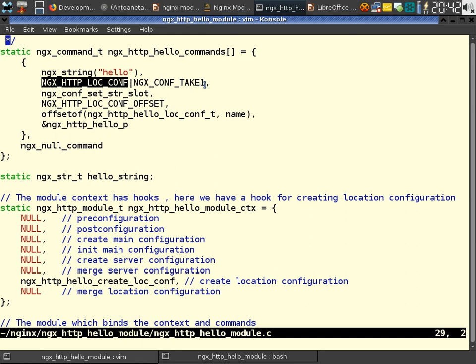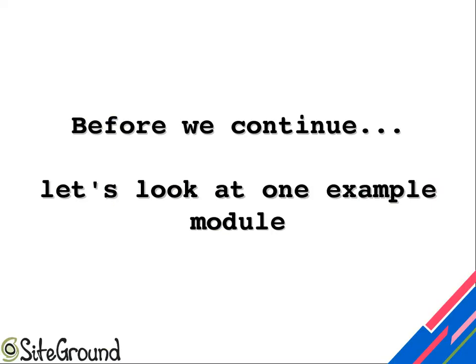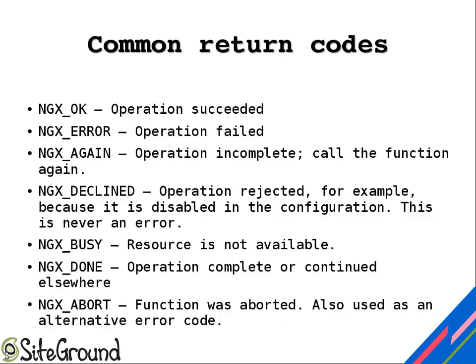Then you have different components in the module. You have the configuration structures, which are holding your configuration, if you have any configuration from the configuration files of Nginx. You may write a module that actually doesn't need any configuration, then you simply don't need configuration structures.